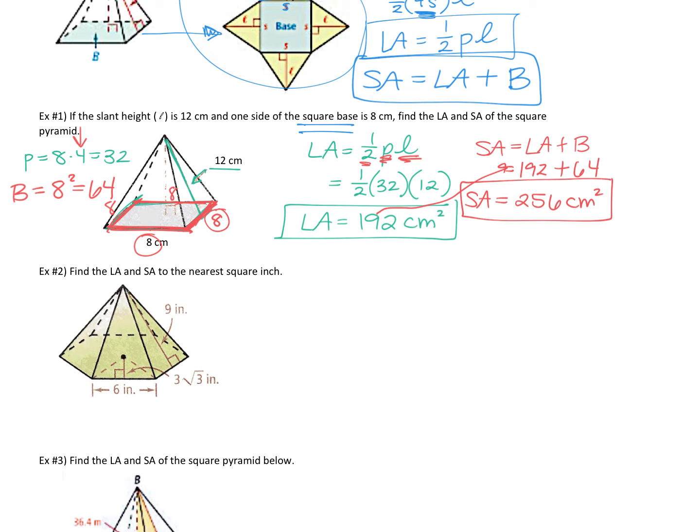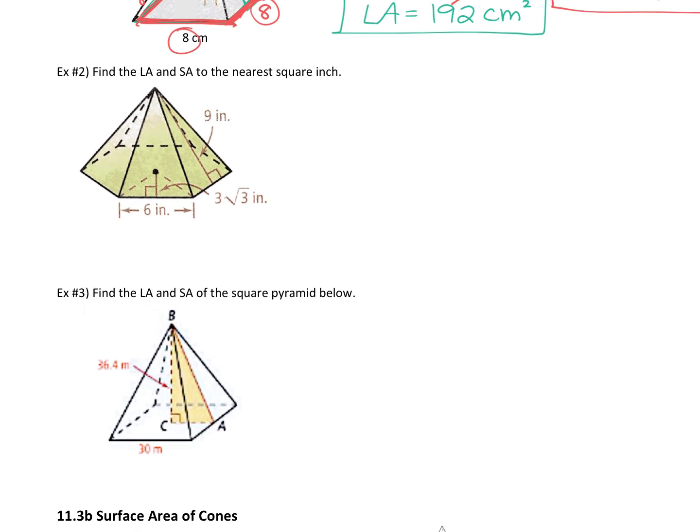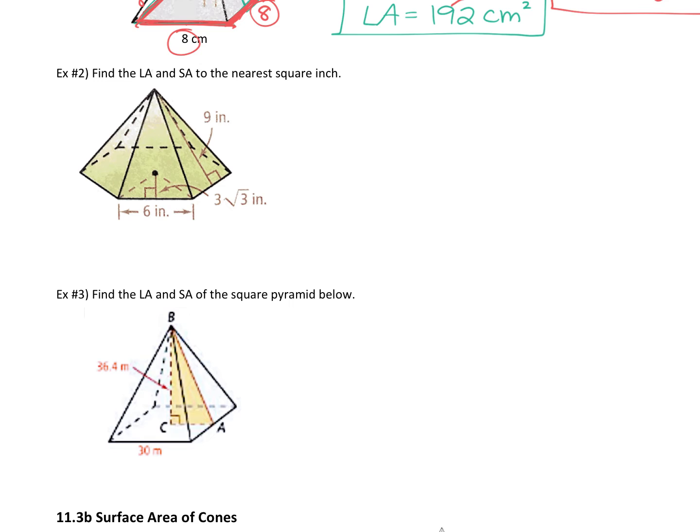Okay? Look at example 2 here. It says find the lateral area and surface area to the nearest square inch. Okay, so we're going to be plugging in a radical here because we're rounding. Hey, you're going to want to know how to do this.